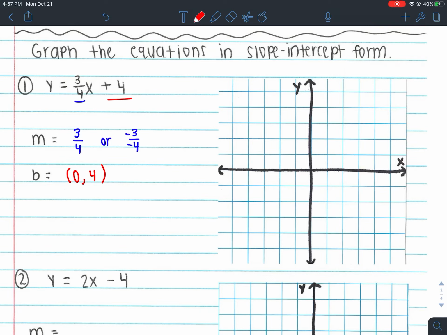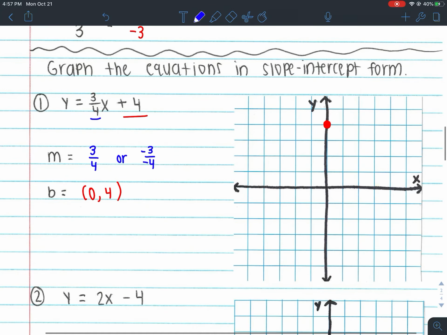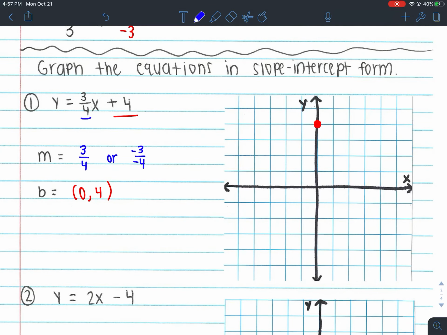So our y-intercept here is 0, 4. A y-intercept is on the y-axis, so make sure you plot it on the y-axis. It's at 0, positive 4, so make sure you plot a point at 0, positive 4 and not negative 4. Okay, now we're going to use our slope. Once you have the point, then you're going to use your slope, where our slope is positive 3 over 4, or negative 3 over negative 4. But you always want to start off trying one of the slopes. So I'm going to try the first slope first. So the first slope is 3 over 4.